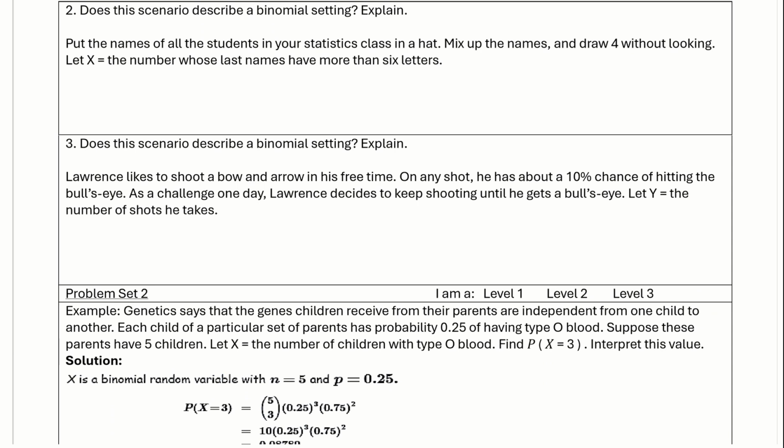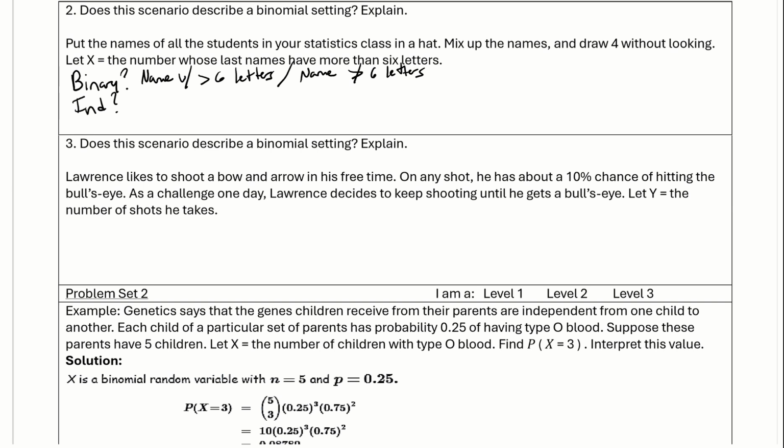Okay, so in this case, binary: yes, we have either the name has more than 6 letters, versus the name does not have more than 6 letters. So that's binary. And then we have independent.